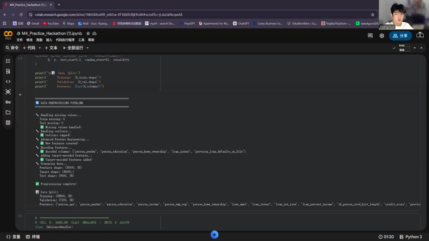And I built a pre-processing pipeline with three main components. First, missing value handling. Numerical features are filled with the median, categorical with the mode. Second, outlier capping. Age is capped at 100, employment at 60 years, and income at the 99th percentile to reduce distortions.